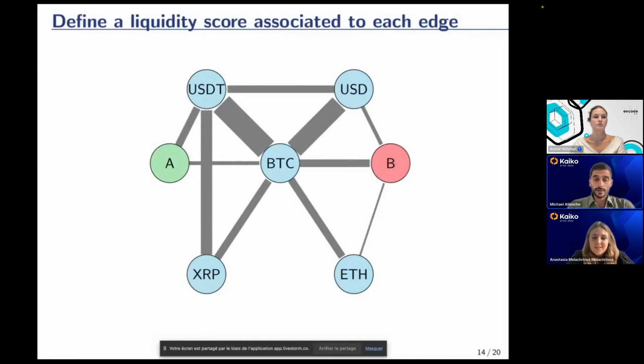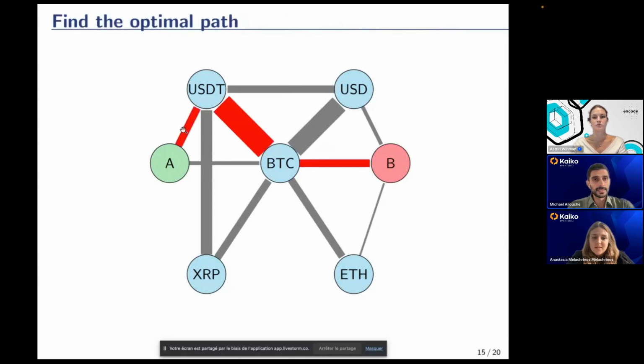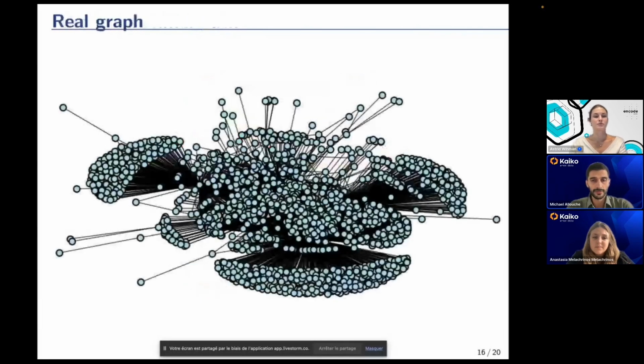So we developed our own score in order to put a weight on each edge. When the weights are there, it's very easy to find the optimal path. This is a very simple example, but in real life, we have to deal with this graph every second, where you can clearly see three main clusters which are related to BTC, USDT, and USD.